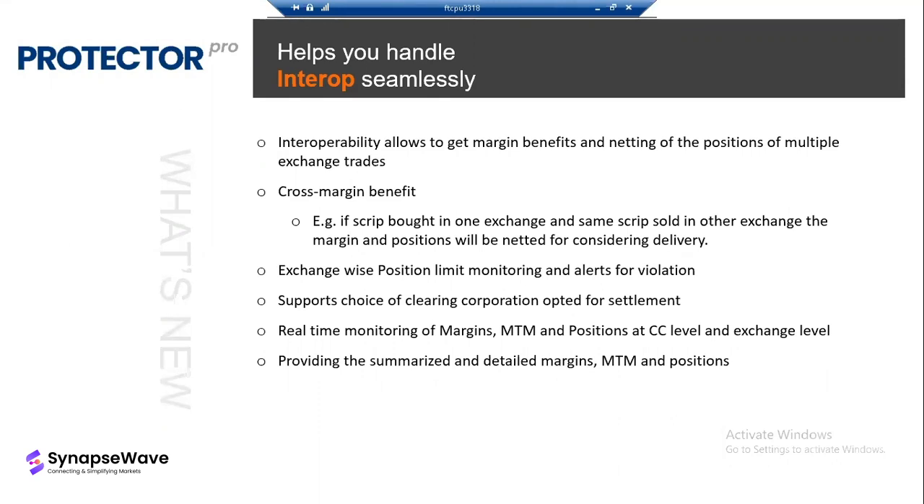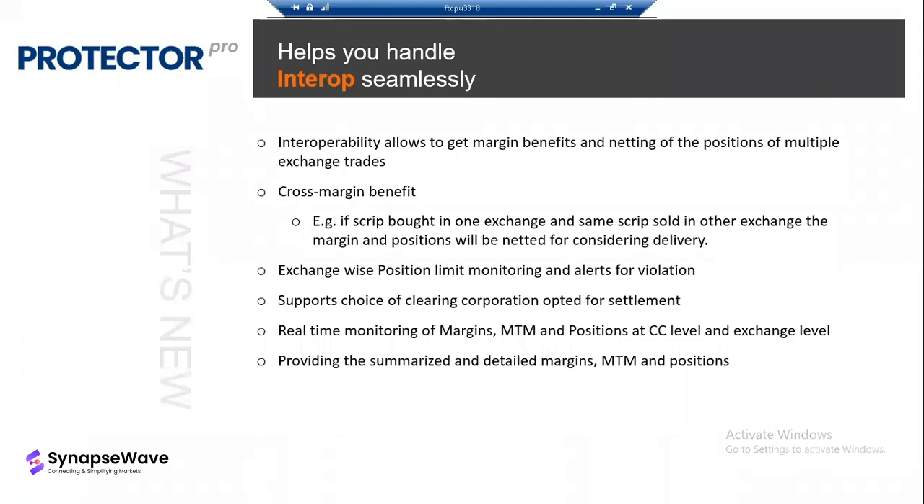Support for choice of clearing corporation option for settlement. As an individual member, if you select NCL or ICCL, the system supports that you can settle with either of the two, whichever you like. Real-time monitoring of margin, M2M, and positions at the clearing corporation level and exchange level. So you have the clearing corporation level plus the exchange level. Both can be monitored at a time, where the margins, M2M and positions are taken by the clients.